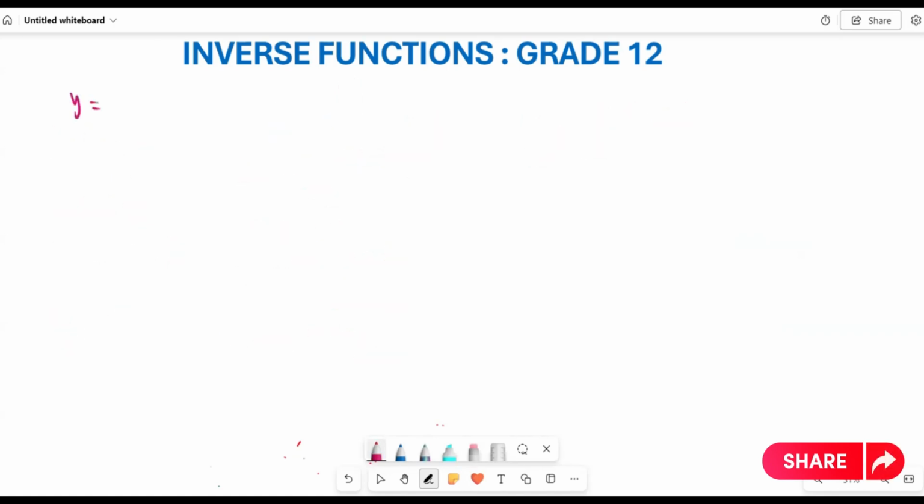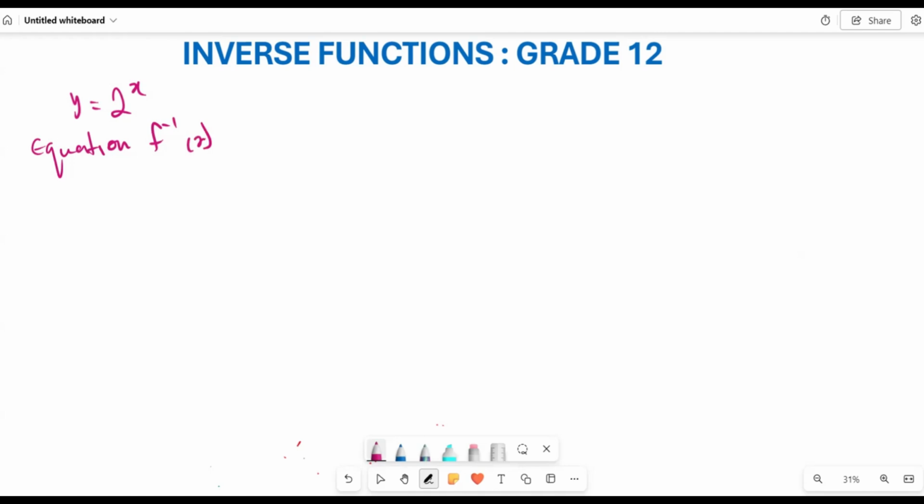y is equal to 2 to the power of x. And the first question says it wants you to write the equation of the inverse. How can you write the inverse of this particular function? You say y is the same as 2 to the power of x, then you interchange, which means x is the same as what?